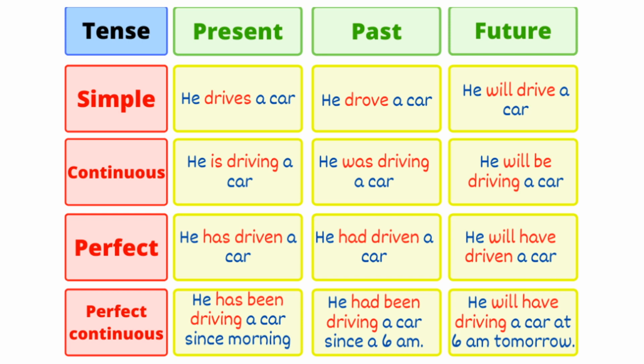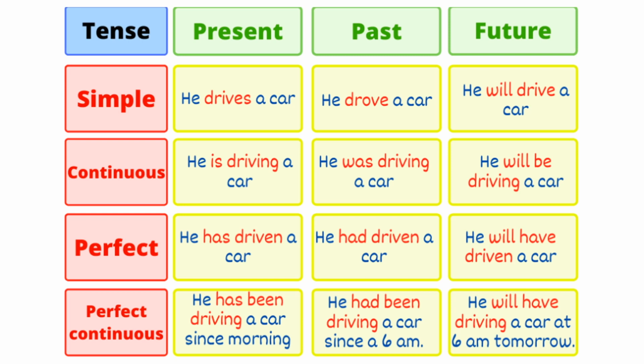But what I do want to show you is that in our simple tense, whether it is present, past, or future, it is the simple version of that tense. Then if we look at continuous, we're usually having an auxiliary verb helping us out. So is driving is our auxiliary for the present. Was driving is our auxiliary for the past. And will be is the auxiliary for the future.